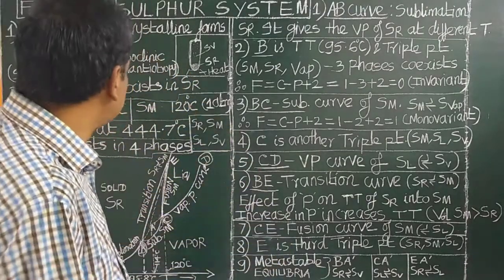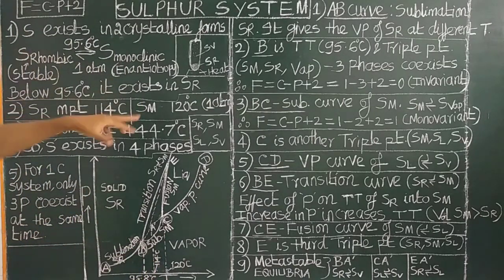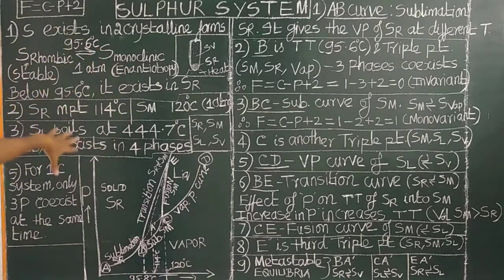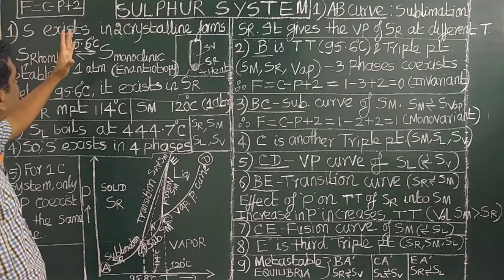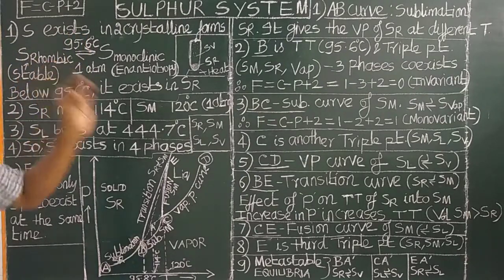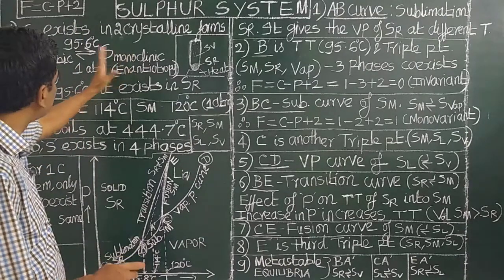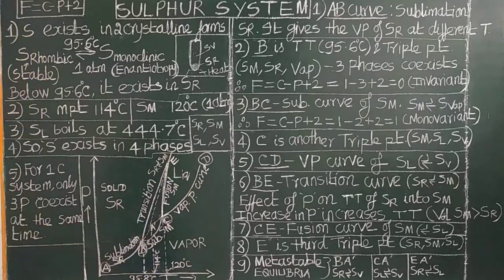We have already studied what is enantiotropy and what is monotropy. Monotropy is the opposite. If the transformation is not reversible, then it is called monotropy. It occurs only in one direction. Okay. Now, below 95.6 degrees Celsius, sulfur rhombic is stable. Above this temperature, it exists in the sulfur monoclinic crystalline form.